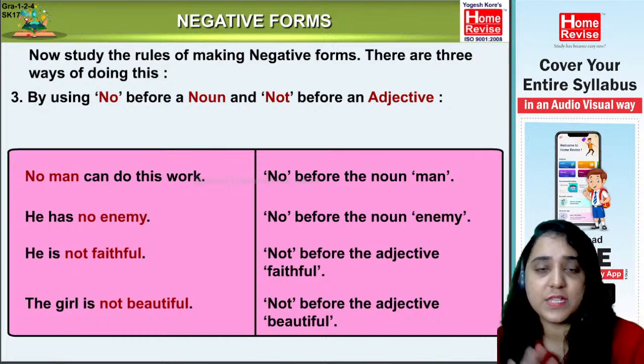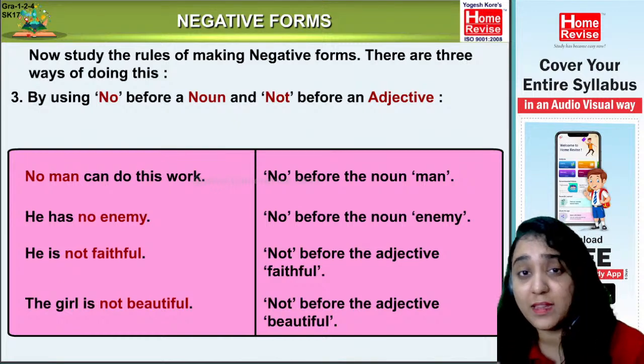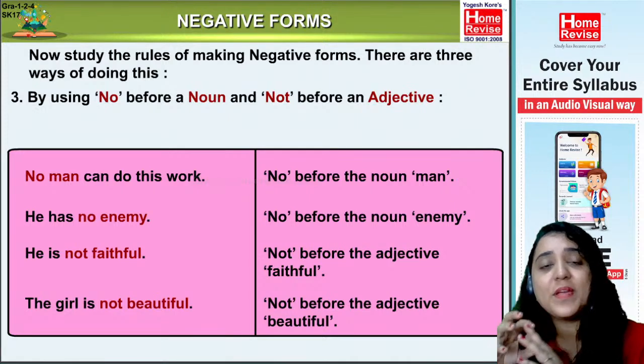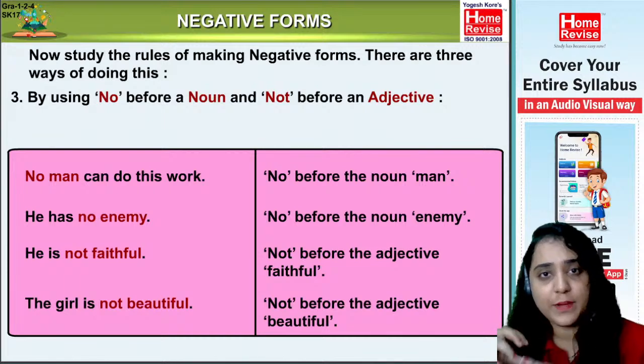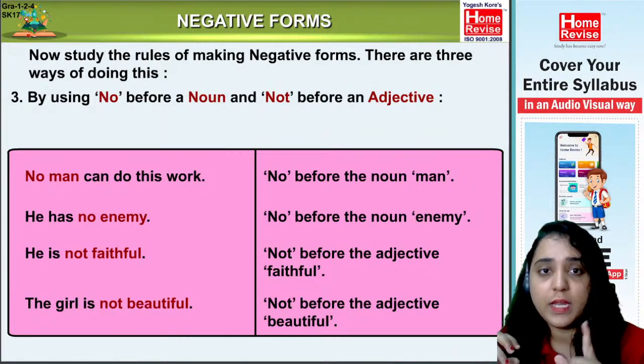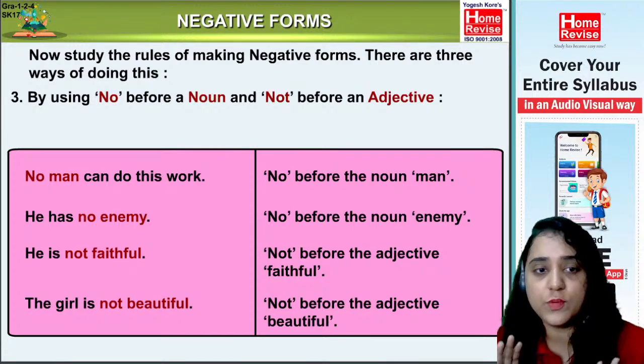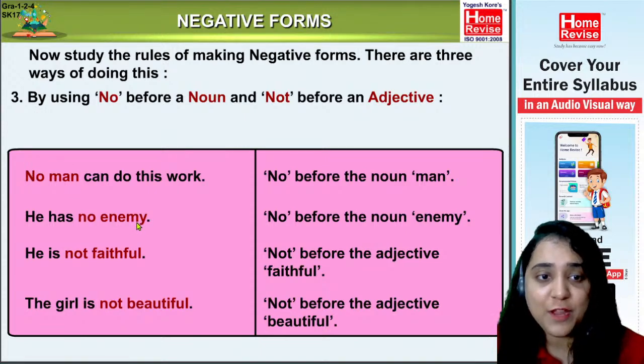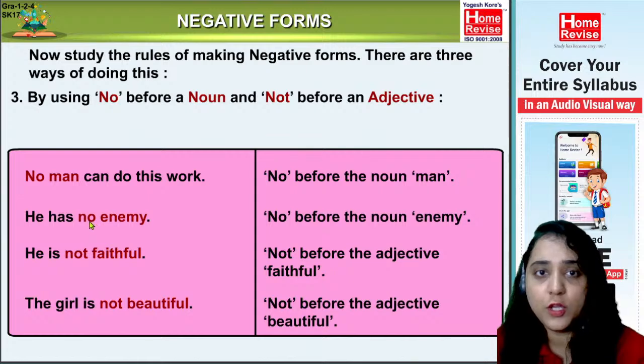So, as it is the third way of converting the statement into negative, what we can do here is, before any noun or any adjective, we can use no or not. For example, see, as man is a noun, I've written no. Again, enemy is a noun, so we have written no here.